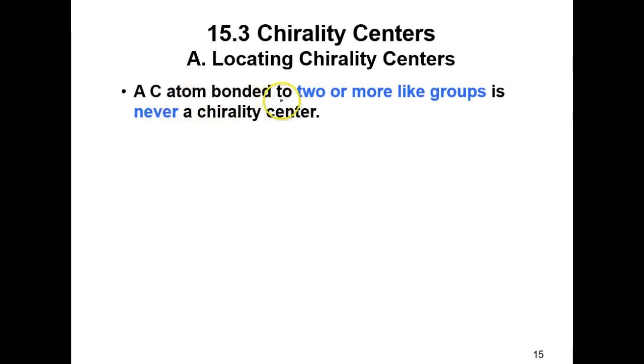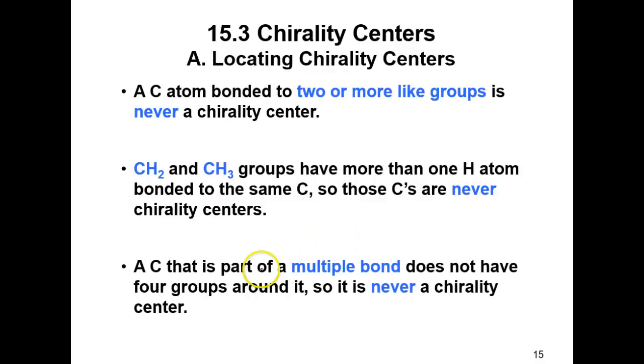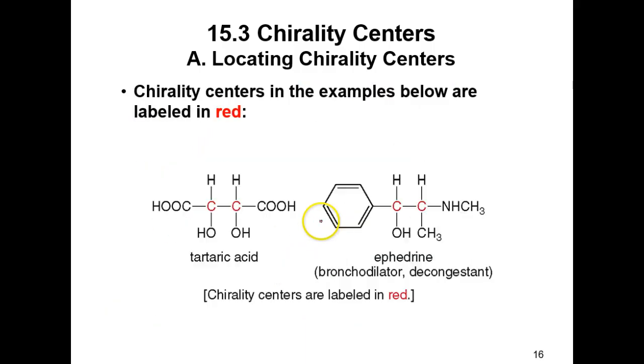Okay, so a carbon atom bonded to 2 or more like groups is never chiral. That's considered achiral. CH2 and CH3 groups have more than 1 hydrogen atom bonded to the same carbon, so those carbons are never chiral centers. A carbon that has multiple bonds does not have 4 groups around it, so it is never a chiral center. It might still be considered a chiral compound, but it doesn't have a chiral center. Remember, a chiral center is where you have 4 different groups around it.